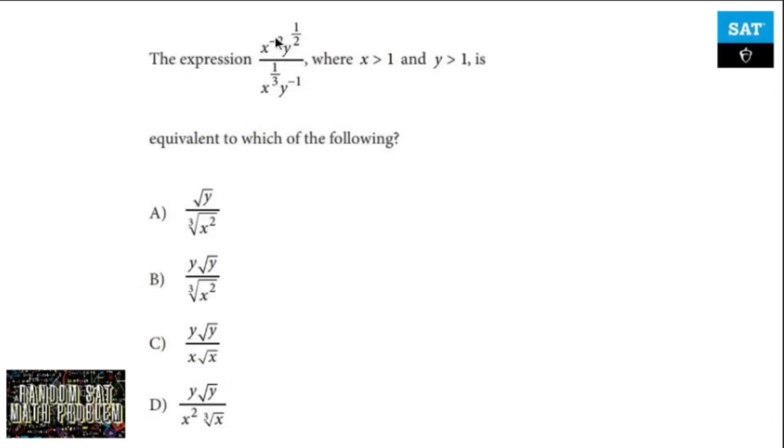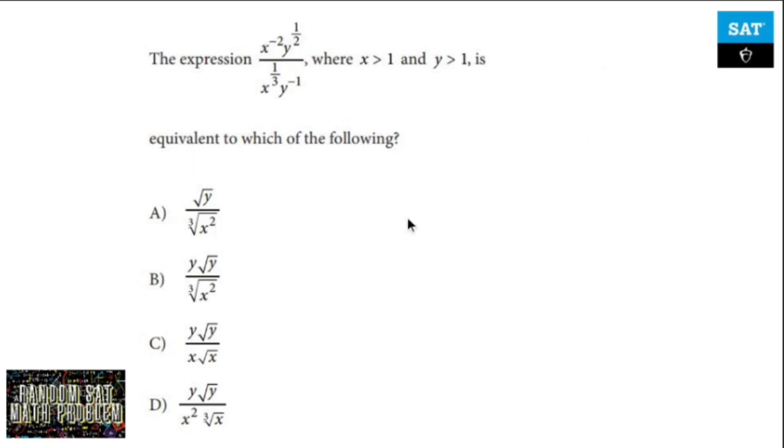The expression x to the negative 2, y to the 1/2 over x to the 1/3, y to the negative 1, where x is bigger than 1 and y is bigger than 1. They have to say that because of the fractional exponents. And I'll explain what fractional exponents mean in a couple of minutes. I have to find out which one of these is equivalent to that.